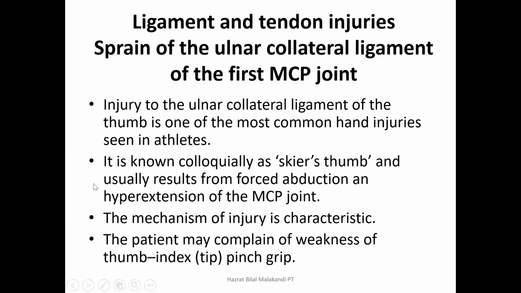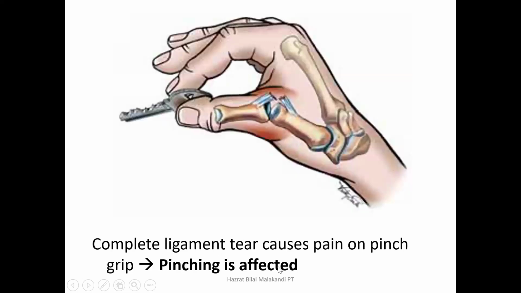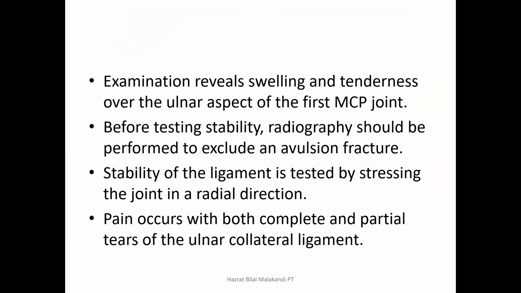It results from forced abduction and hyperextension of the MCP joint. The patient may complain of weakness of the thumb-index pinch grip. If we give them something to hold between the thumb and index finger and ask them to pinch and force it, there will be more pain on this side. That is a positive sign and positive test for ulnar collateral ligament sprain of the first MCP joint.